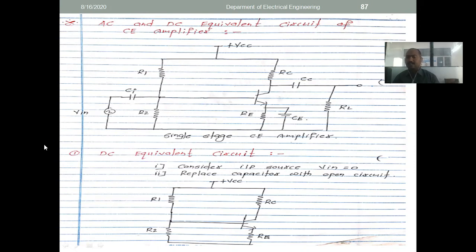So that is the analysis of the particular circuit for the case of AC as well as DC. When you have to do the AC analysis, we know that the capacitor is an AC device, right? We know that the function of a capacitor is to pass only the AC signal and block the DC signal.